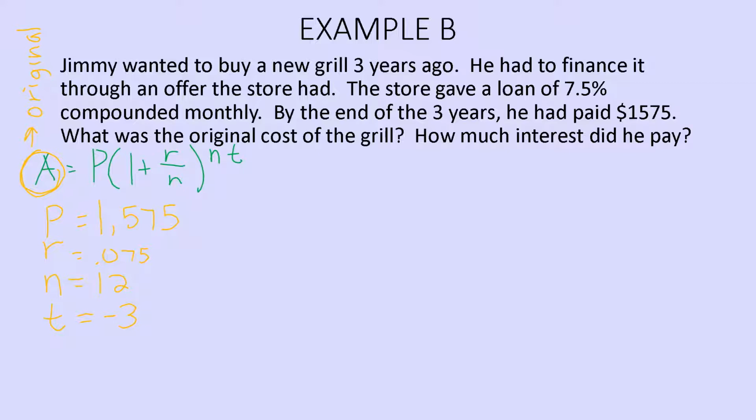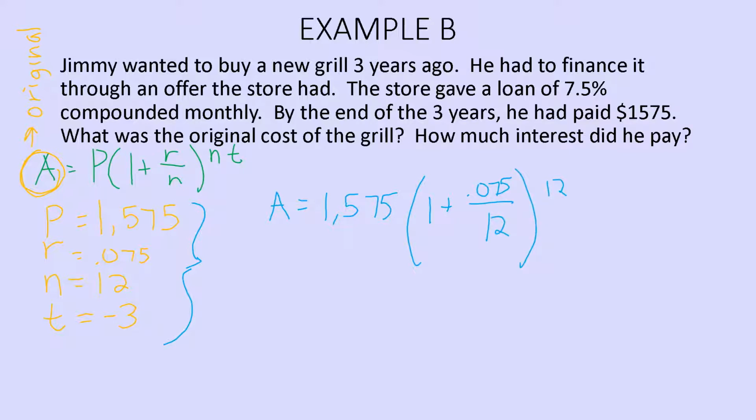So we are going to go in and plug all of our variables into the equation. So we have A, the original cost, equals 1,575 times the quantity 1 plus 0.075 over 12 to the 12 times -3 power.